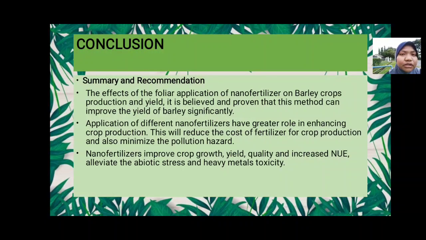For the summary and recommendation, regarding the effect of foliar application of nanofertilizer on barley crop production and yield, it is believed and proven that this method can improve the yield of barley significantly. Application of different nanofertilizers has a greater role in enhancing crop production, so this will reduce the cost of fertilizer for crop production and also minimize the pollution hazard. Nanofertilizer will improve crop growth and yield quality, increase NUE, and alleviate abiotic stress and heavy metal toxicity.